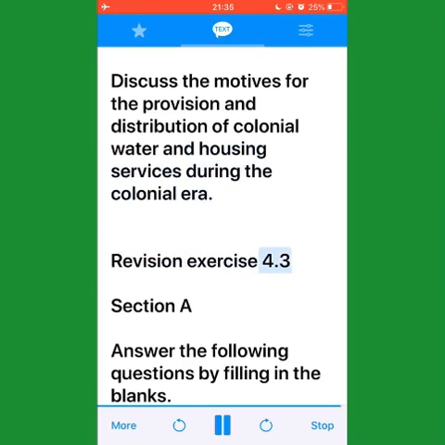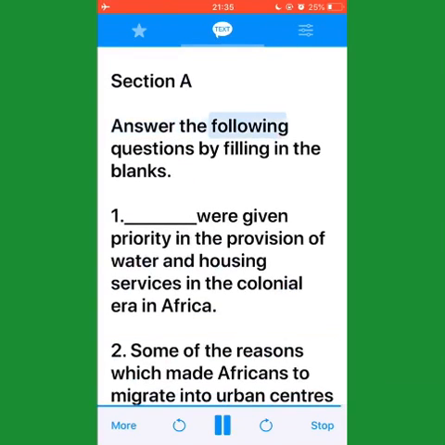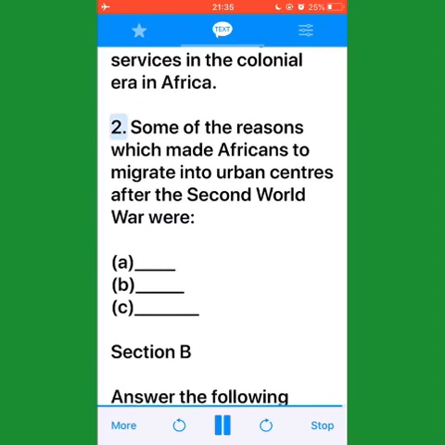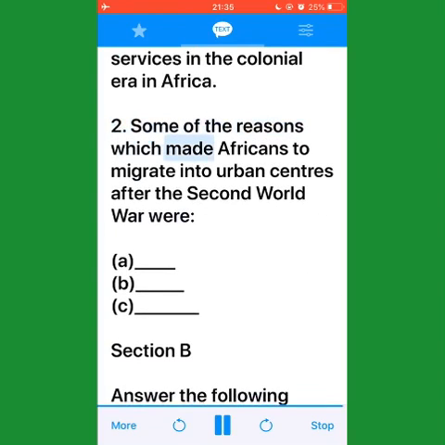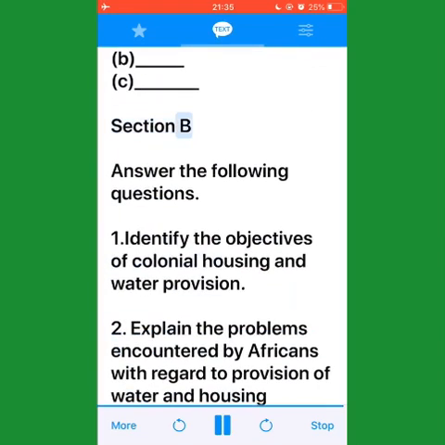Revision Exercise 4.3. Section A. Answer the following questions by filling in the blanks. 1. Who were given priority in the provision of water and housing services in the colonial era in Africa? 2. Some of the reasons which made Africans to migrate into urban centers after the Second World War were A, B, C.